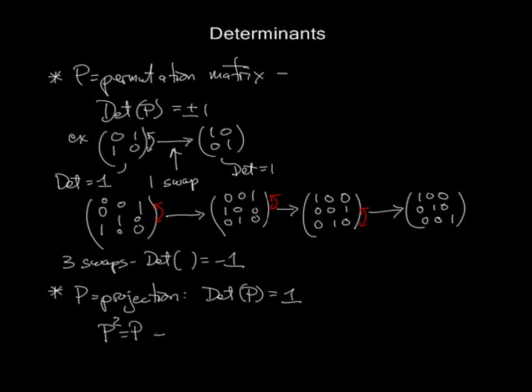I claim that the determinant of a projection matrix is 1. Well, that's because P squared is equal to P. So the determinant of P squared is equal to the determinant of P, and you can cancel one of those, and you conclude the determinant of a projection matrix is 1.